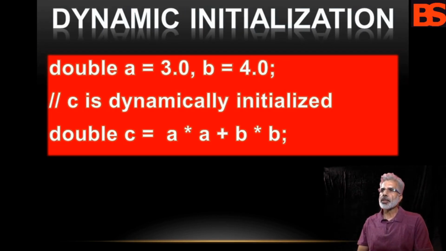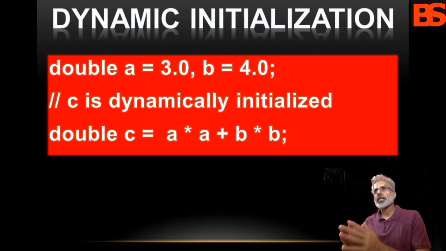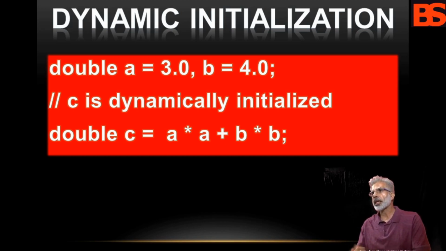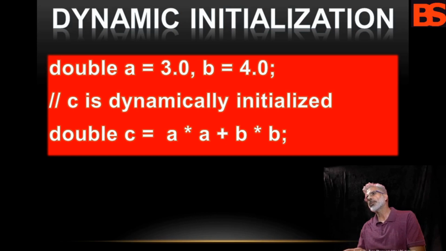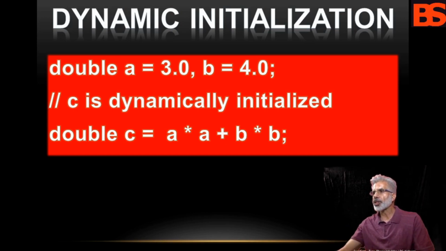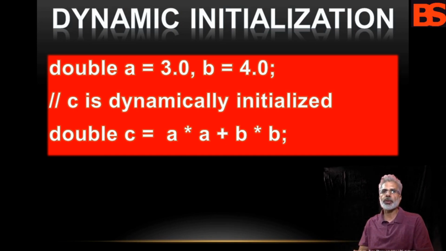Dynamic initialization. What is dynamic initialization? It means the variable is initialized at runtime. In this slide you can see double a = 3.0. We initialize a and b at compile time, but c is dynamically initialized at runtime: double c = a * a + b * b. It means the whole expression will be calculated at runtime, and the output of this expression will be assigned to c dynamically at runtime.